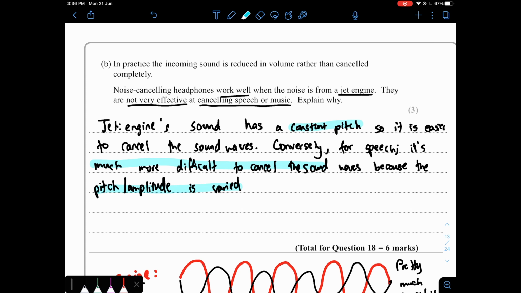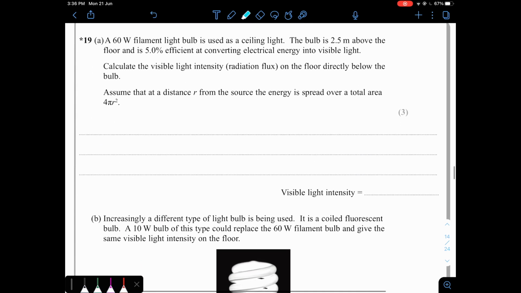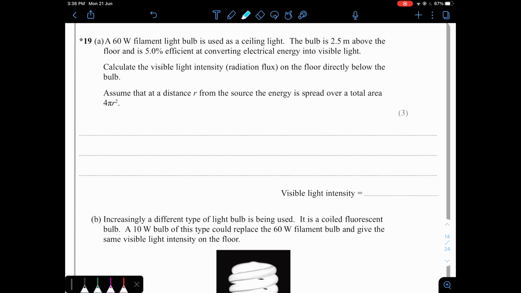Okay, so now we are in question number 19. A 60-watt filament light bulb is used as a ceiling light. The bulb is 2.5 meters above the floor and is 5% efficient. That's pretty important. Calculate the visible light intensity on the floor directly below the bulb. Assume that distance r is spread over total area 4 pi r squared. So we need to remember the formula: I equals P over 4 pi r squared.